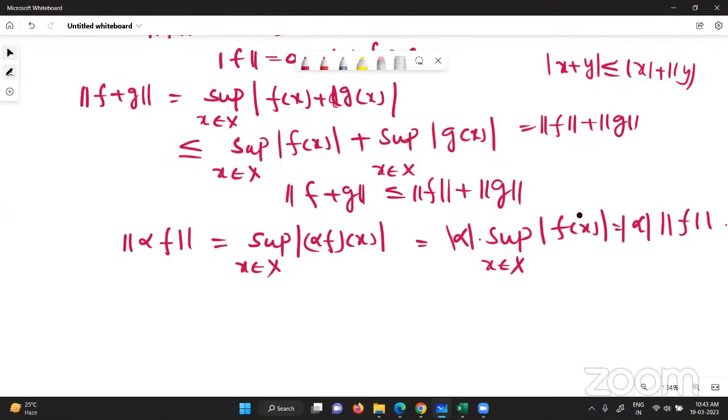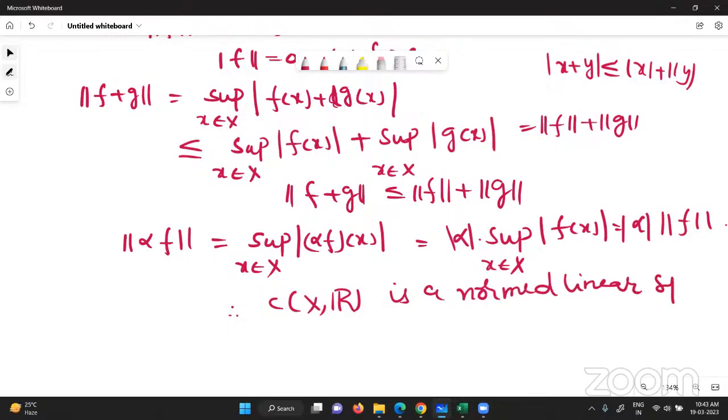So therefore, what do you mean? You have C(X,R) is a normed linear space. This is important for 10 marks. For C(X,R) you have to write like this only. C(X,C) also you should write like this only. Okay.